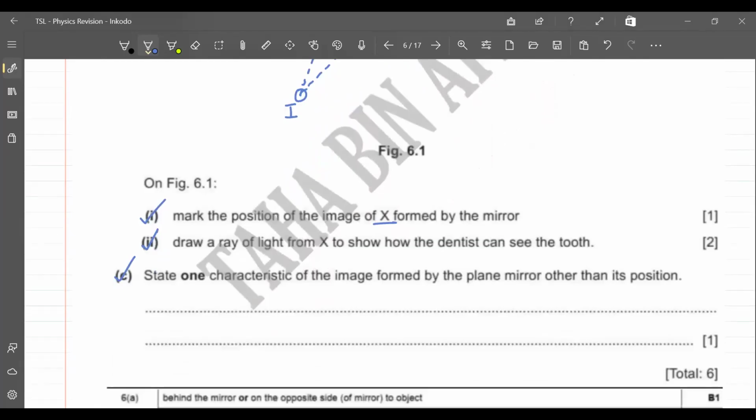It says, state one characteristic of the image formed by a plane mirror other than its position. So we talked about the image being virtual. We can talk about the image being laterally inverted. We can also talk about the image size being equal to the object size. So even if you look in the mirror, you won't appear to be bigger or smaller. The image size is equal to the object size. So whatever your size is, that is going to be the size of the image as well.